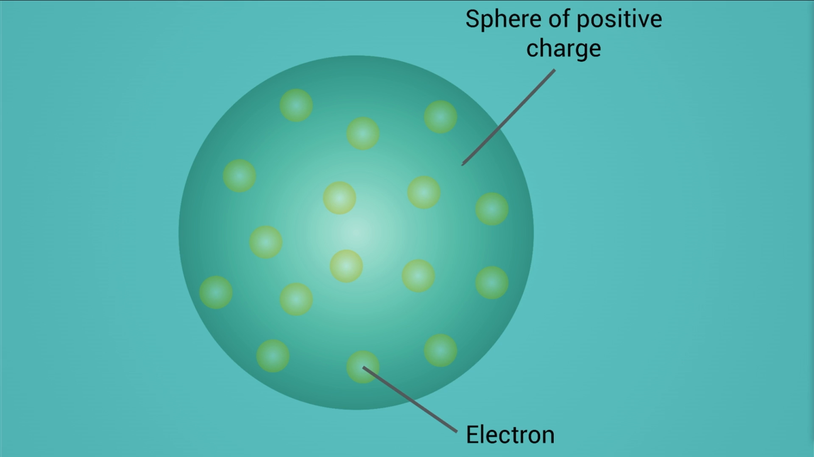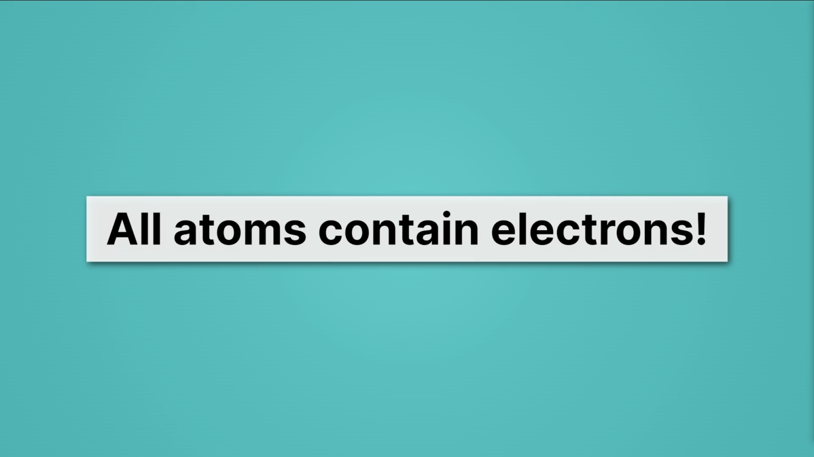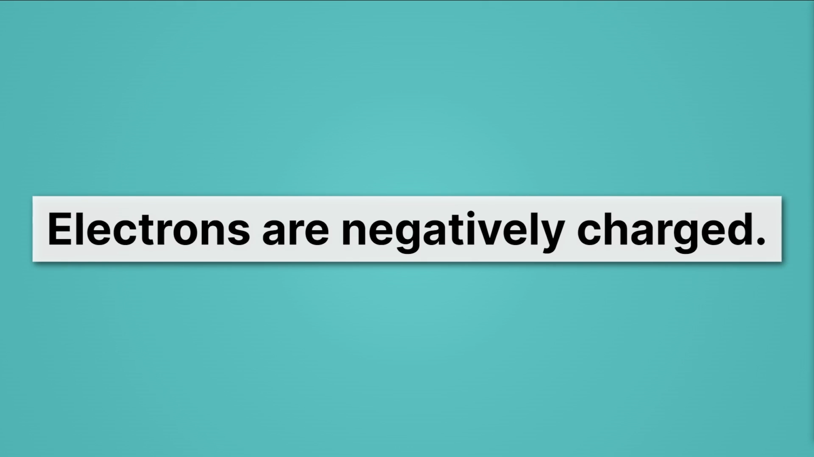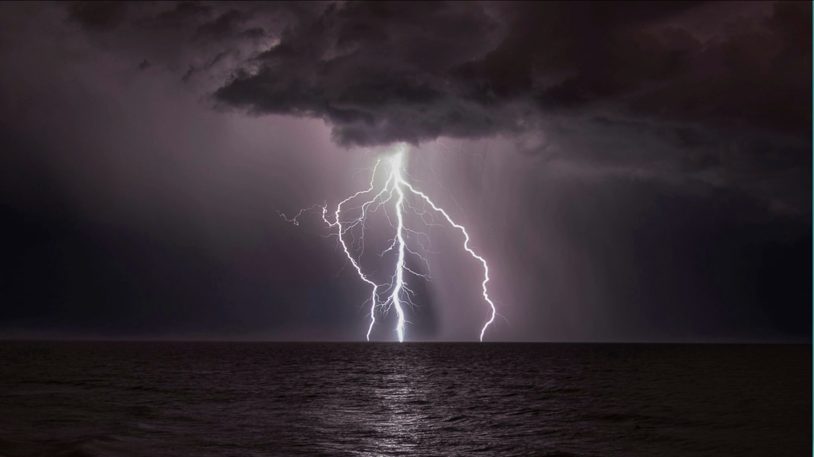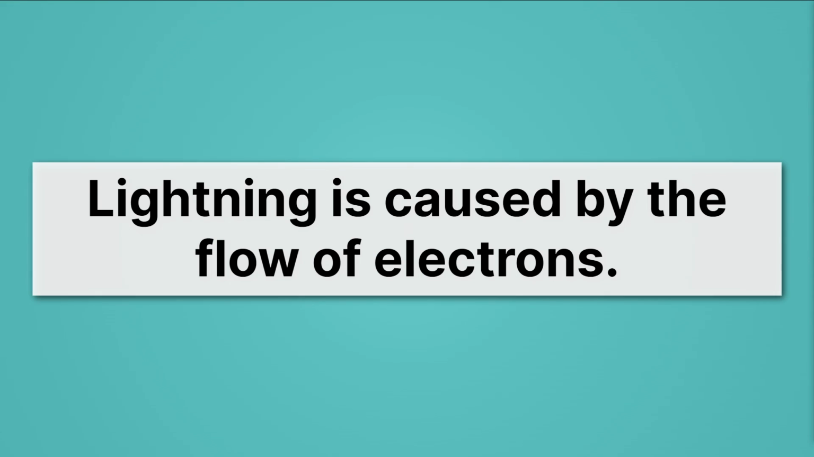We're going to take a look at how this was tested in later lessons, but it is true that all atoms contain electrons, and that electrons are negatively charged. We have a somewhat direct experience of electrons in our everyday life when we see lightning. Lightning is an electrical current. It's the flowing of electrons from the sky to the ground. And when that happens, it creates very high temperatures and something called a plasma, which is what we actually see. But lightning is caused by the flow of electrons.